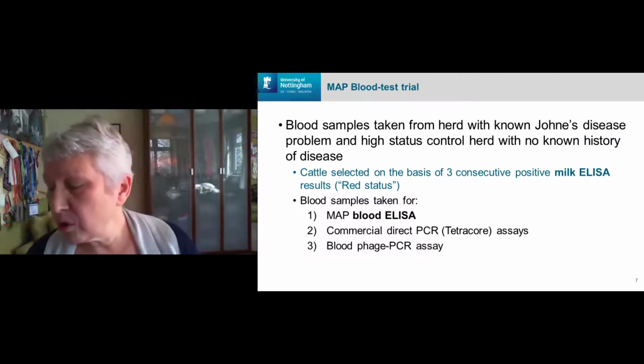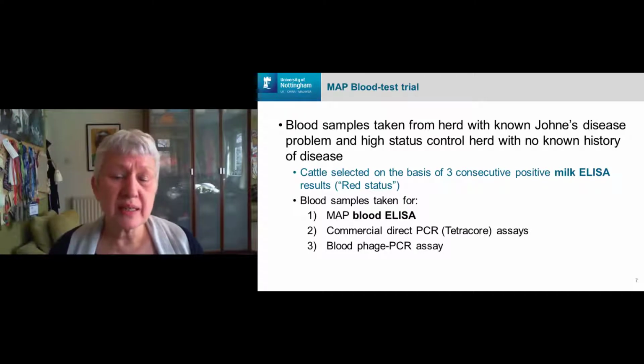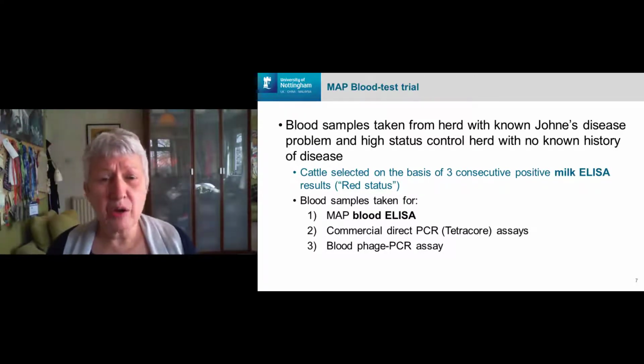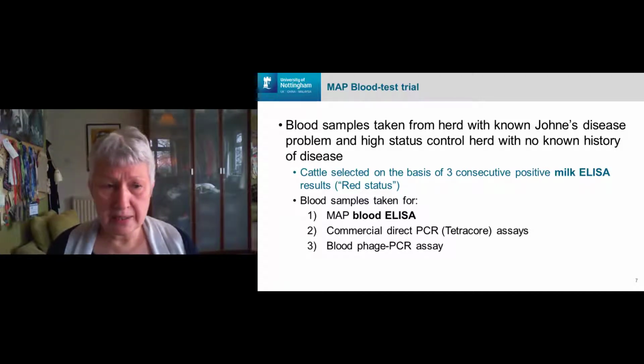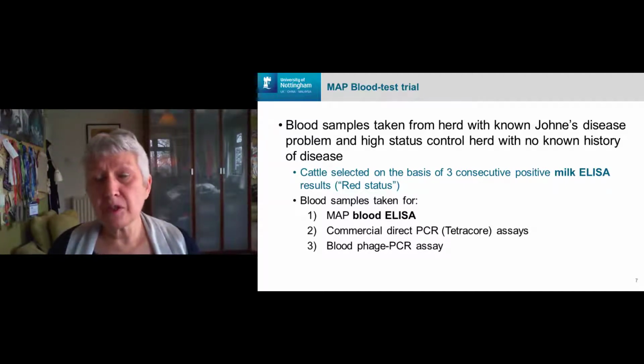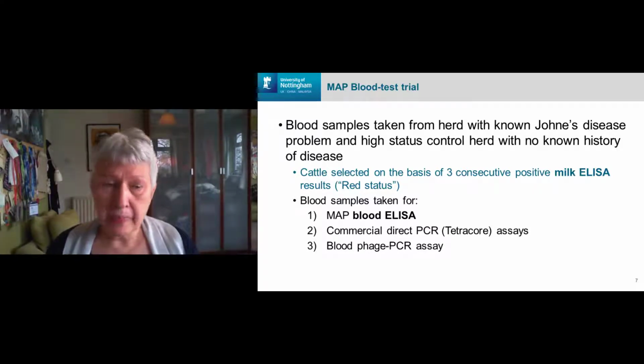So to show, once we developed the assay, that it would work, we went out to look for field samples. So we went to a herd of cattle with a known Johne's disease problem. And we also sourced a high status control herd with no known history of disease. So in our infected herd, we were looking at cattle based on the milk ELISA results, which is another test that's standardly used for diagnosing Johne's disease. The only problem with this test is it is known to be quite insensitive and for the results to fluctuate.